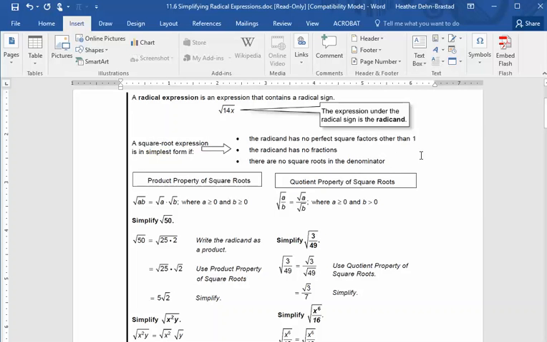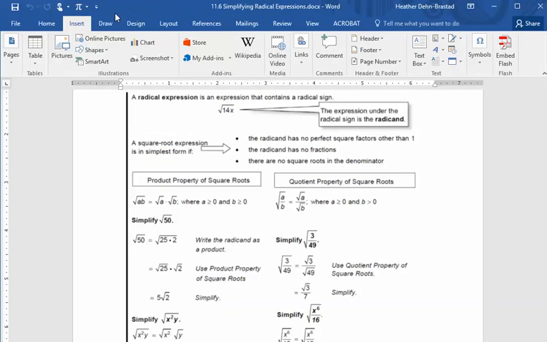Here's an example of one that is not simplified, the square root of 50. That's not simplified, and the reason is the first reason: it has perfect square factors. If you factor 50, you can factor that as 25 times 2, and 25 is a perfect square. So if you can factor the number or even the variables and get a perfect square, then it's not simplified.